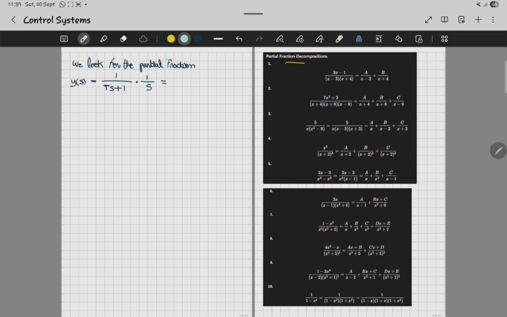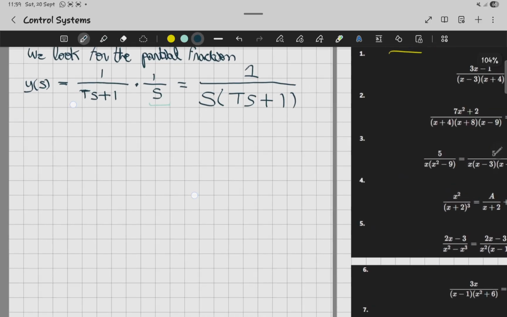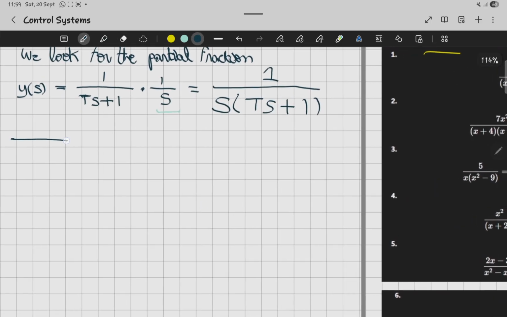As you can see, we have 1 over s. This is similar to writing the whole equation in this form. So it's going to be s plus 1 times s. It's just the same, but if you have to write it in terms of partial fraction, we need to write this to find the partial fraction of this equation here.